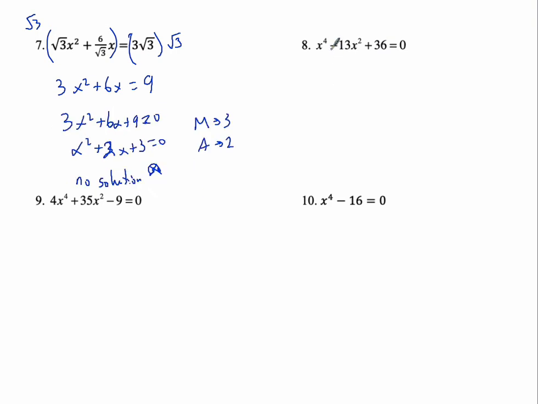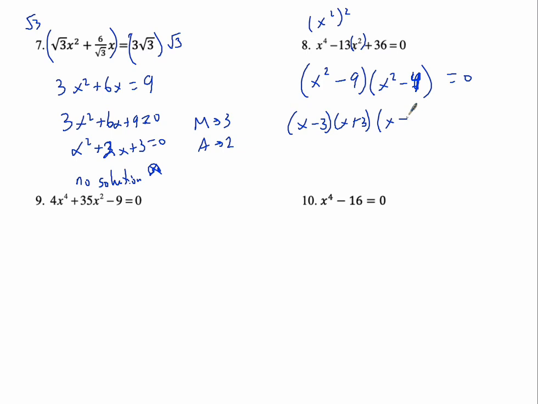Okay, here we got x to the power 4. That's also like a quadratic, right? This is x squared, and this is regular x squared. So you can factorize it to x squared minus 9, x squared minus 4. They multiply to give you 36, and add to give you negative 13, yeah, that works. Now these are differences of squares, so you can write this as x minus 3, x plus 3, x minus 4, x plus 4 equals 0, and then you got 4 answers. x equals positive and negative 3, positive and negative 4.